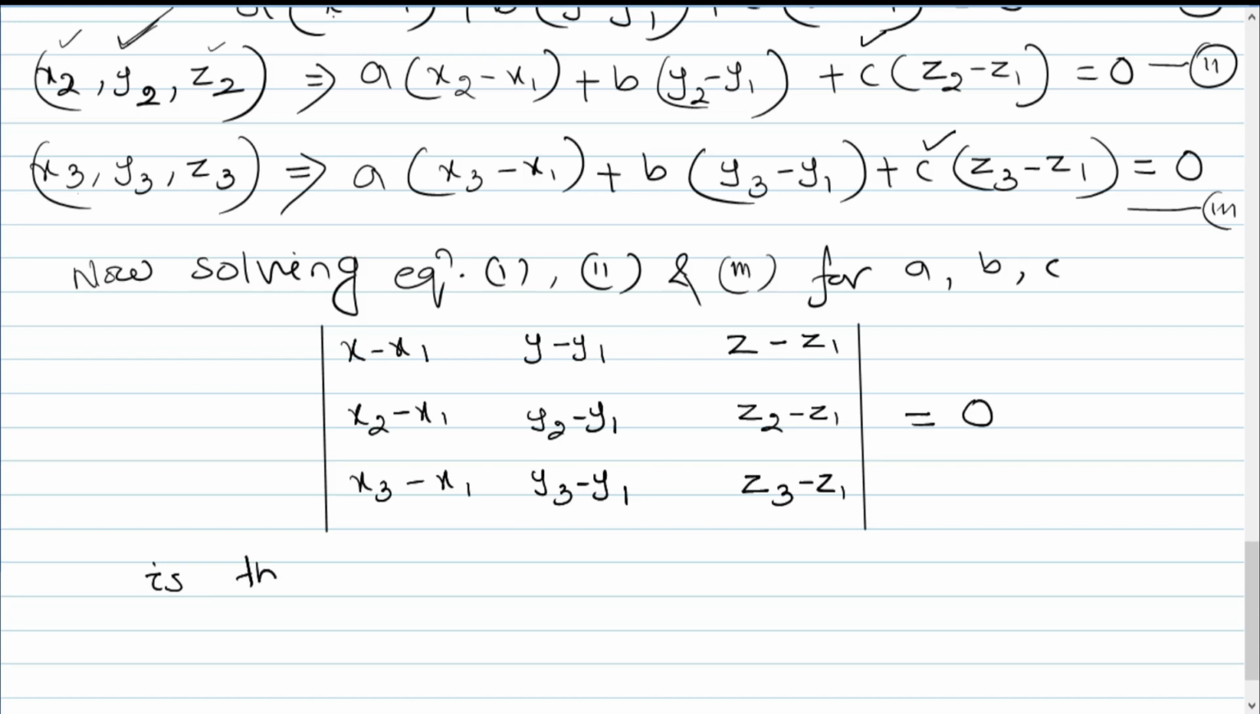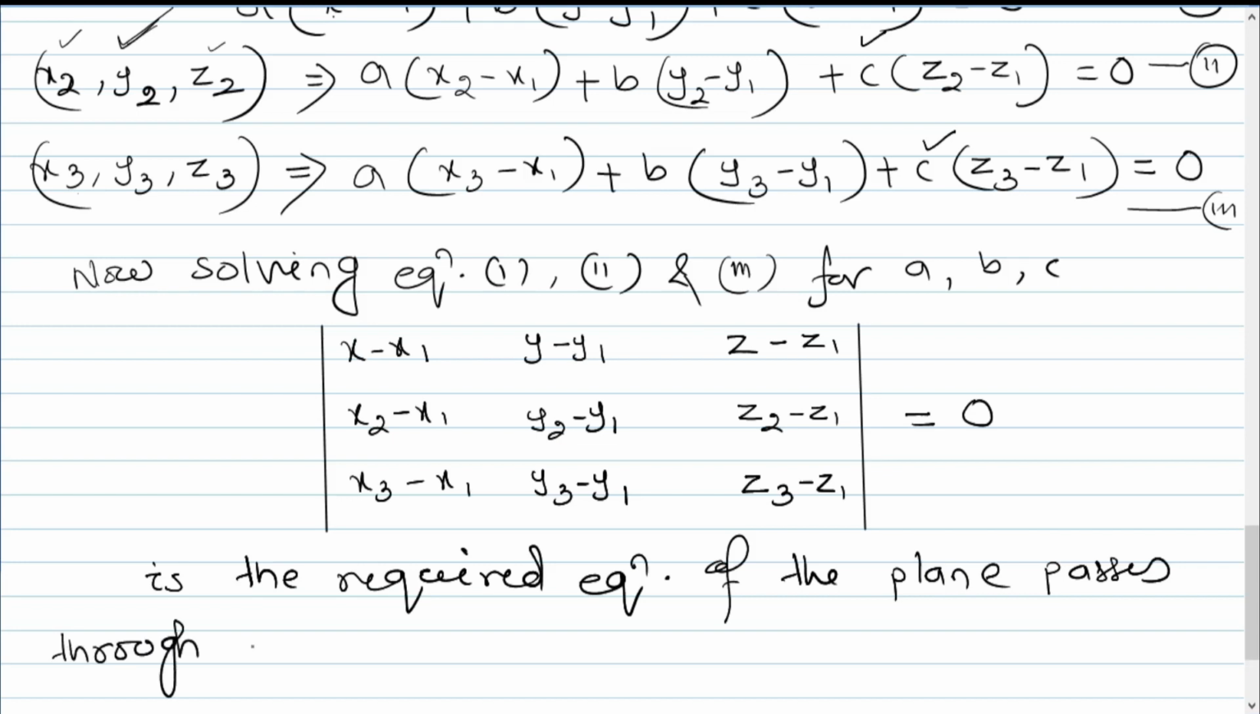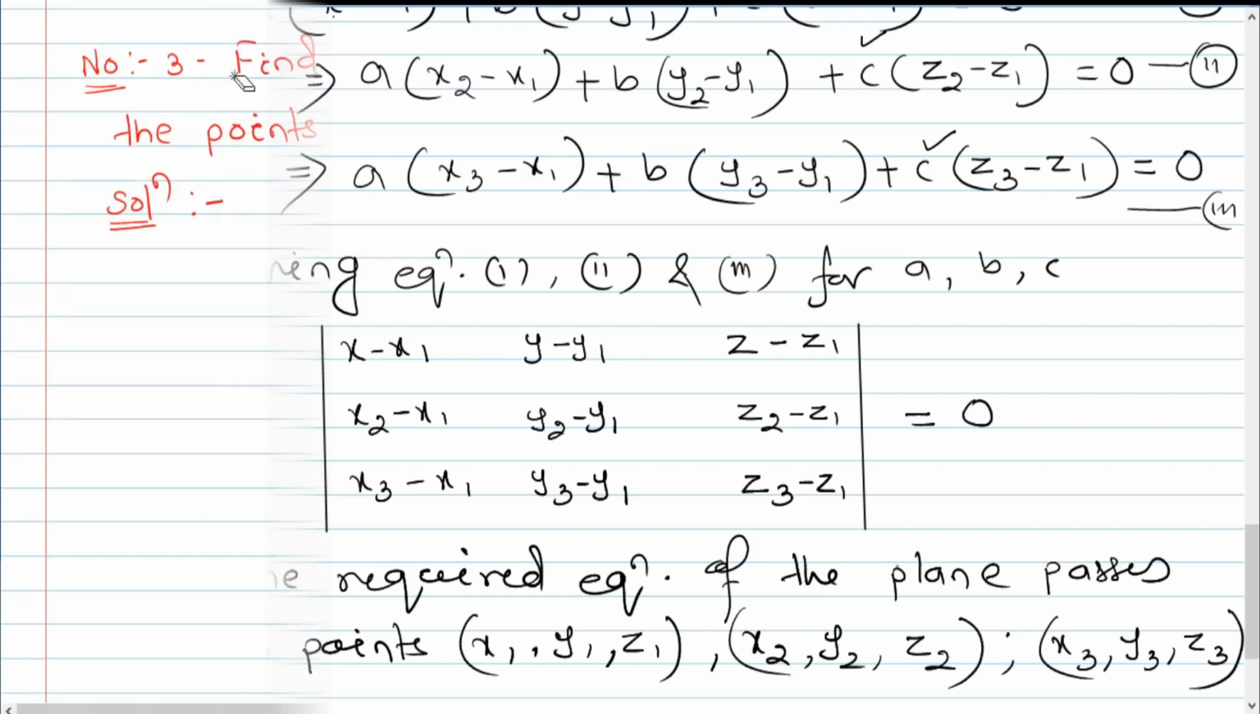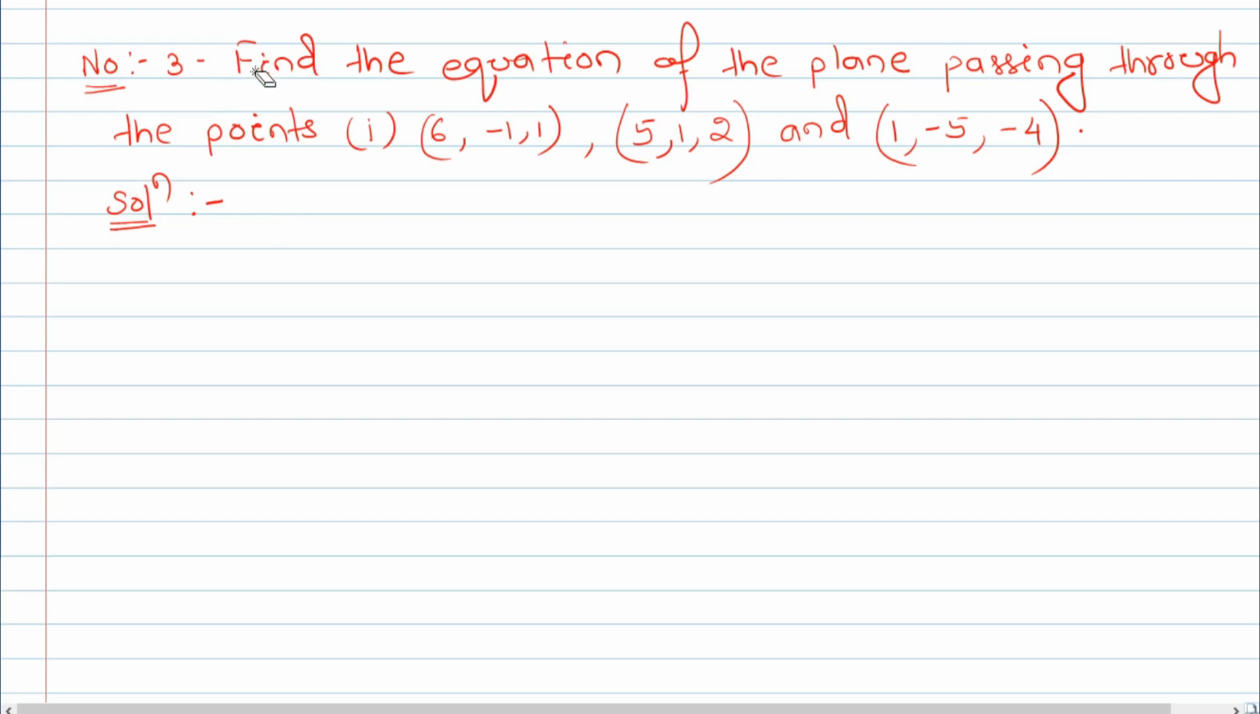This is the required equation of the plane passing through 3 points x1, y1, z1, x2, y2, z2, x3, y3, z3. Now we will take some problems of the exercise which is related with the equation of the plane passing through the 3 points x1, y1, z1, x2, y2, z2 and x3, y3, z3. Okay. Now we will start the problem of the exercise 13b.